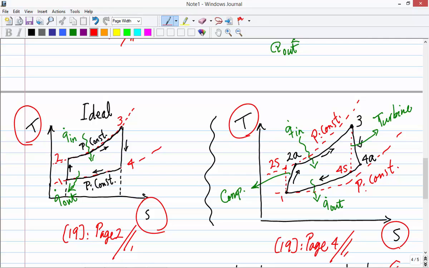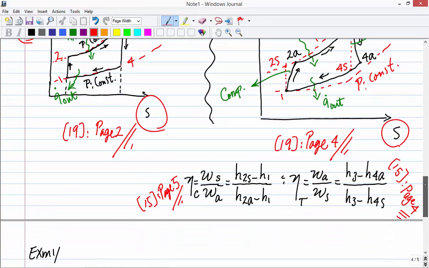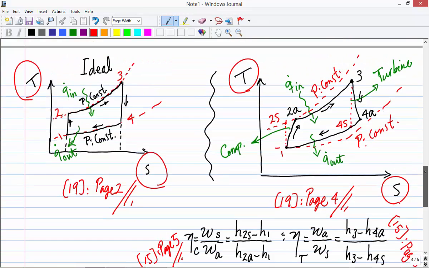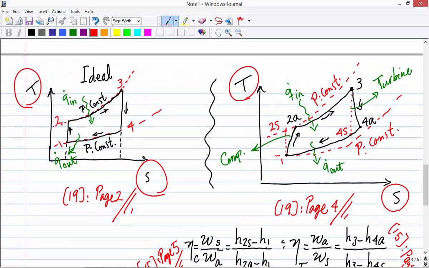We cannot use those formulas, which say delta H equals Cp times delta T, or for internal energy delta U equals Cv times delta T. Those are for constant specific heats, not variable specific heats. And we have isentropic efficiency for the compressor and turbine, and nothing is mentioned about heat exchangers. Therefore, it's safe to assume that processes 2 to 3 and 4 to 1 are constant pressure processes.